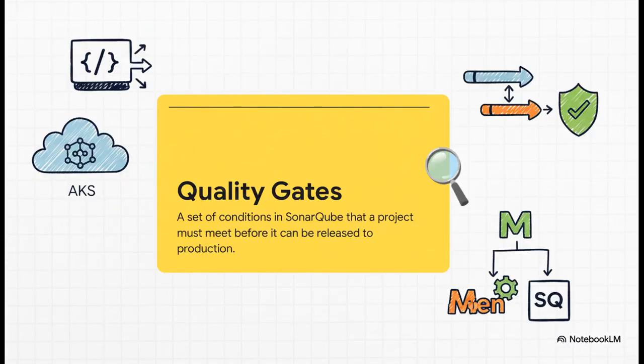Finding problems is one thing, but how do you actually stop bad code from getting out? That's the job of the quality gate. Think of it as a bouncer for your pipeline. You set the rules, like 0 new critical vulnerabilities allowed, or test coverage must be over 80%. If a developer tries to commit code that breaks those rules, the quality gate slams shut, the build fails, and that code never sees the light of day. It's your automated line of defense.